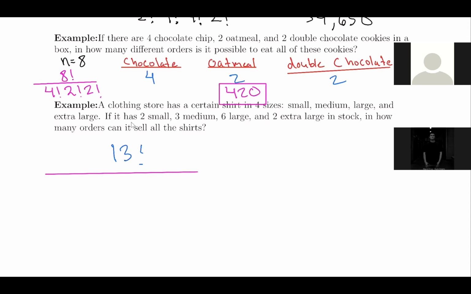Okay, so now that we fixed that, it should be 13 factorial, not 4 factorial. What's the first factorial I should put on the bottom? 2 factorial, 3, 6, and 2. Cool. So you want to do 2 factorial times 3 factorial times 6 factorial times 2 factorial.